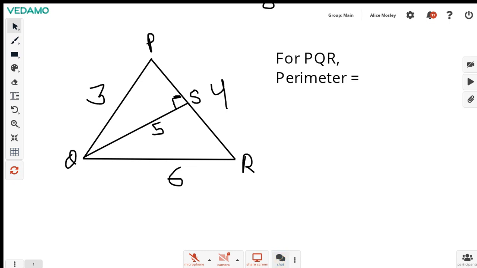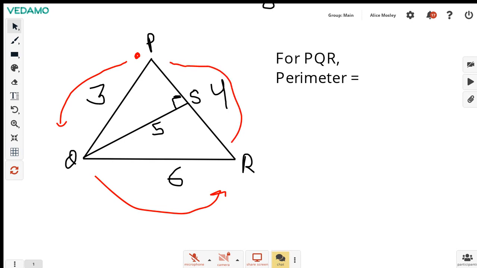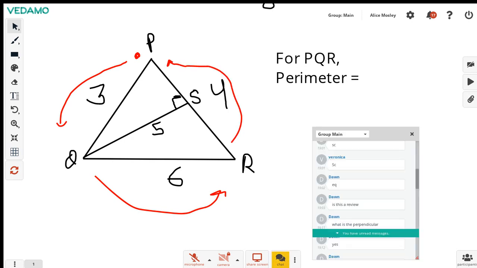So always remember what the perimeter is. You have to start from a point and then travel all the boundaries together. Suppose you start from this point, then go to this, then go to this, and then come back again to the same point and add all the things that you encountered. So Miss Veronica says it's 18. Miss Dawn, what do you think? And Mr. Dwayne, what do you think? Mr. Dwayne says 13.